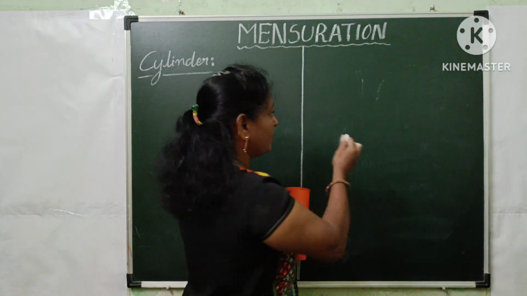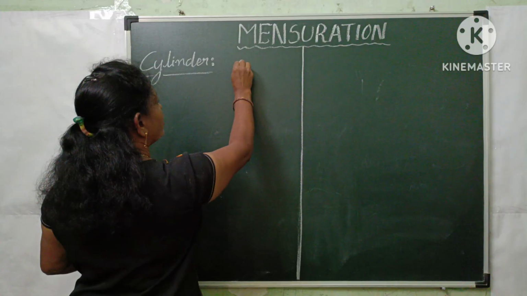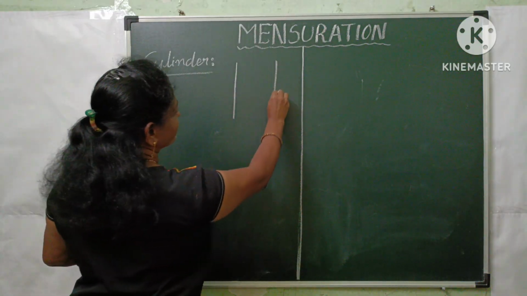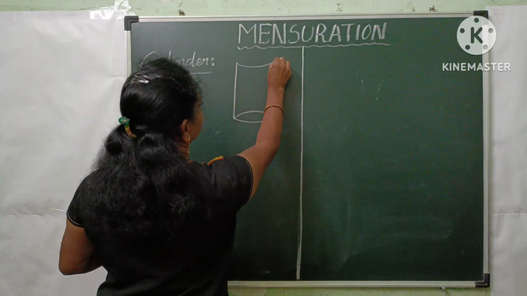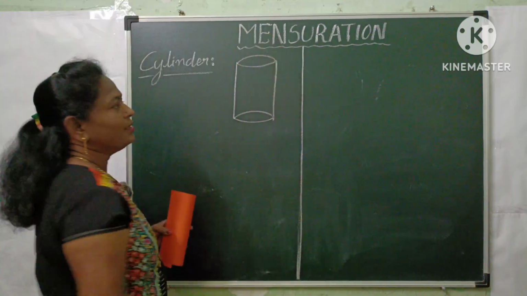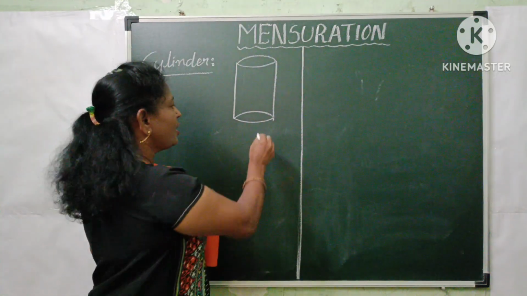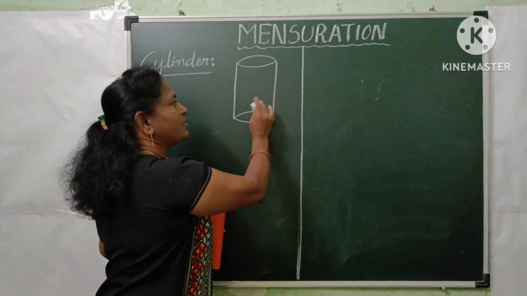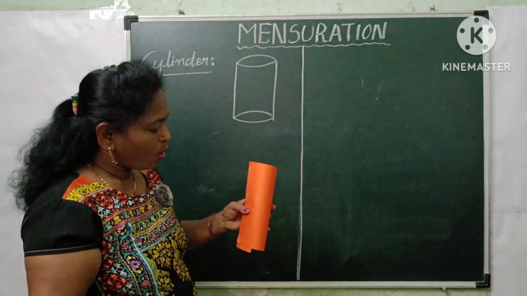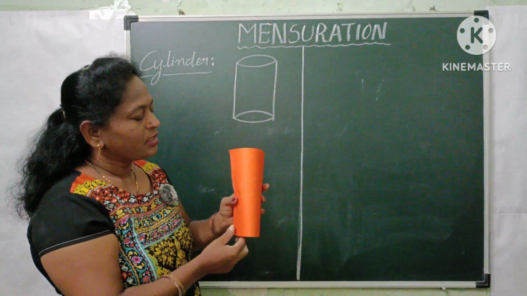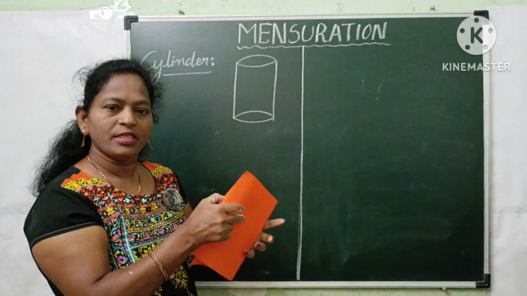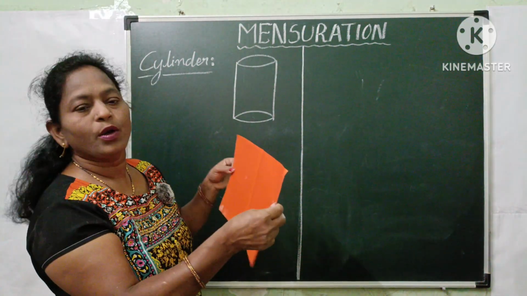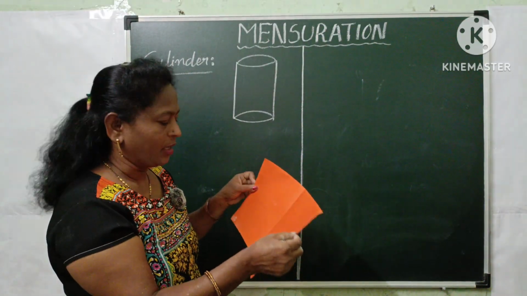Okay. And see the figure also here. This is the cylinder. Here, these two circular faces and one curved face. Now we have to cut the cylinder in the vertical direction, and unfold this cylinder. It looks like a rectangle.